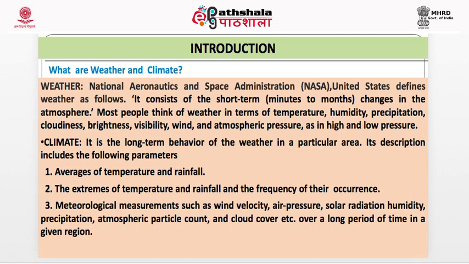That is, how many times the temperature, for example here, goes to 48 degrees or 42 degrees, or goes to 5 degrees, or rainfall is 20 centimeters or 100 centimeters. So these are the extremes. They are necessary to understand the climate behavior. Meteorological measurements such as wind velocity, air pressure, solar radiation, humidity, precipitation, atmospheric particle count, and cloud cover, etc., over a long period of time in a region are also necessary. So these three points are basic and necessary for defining the climate.